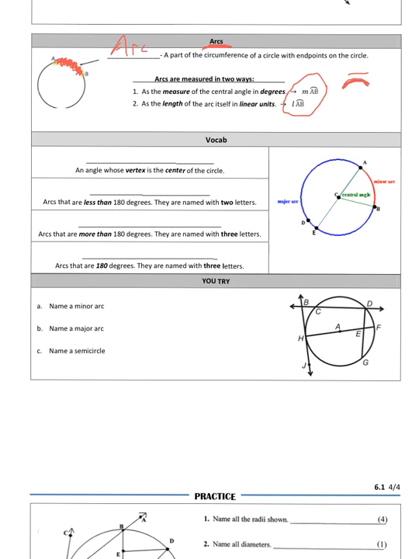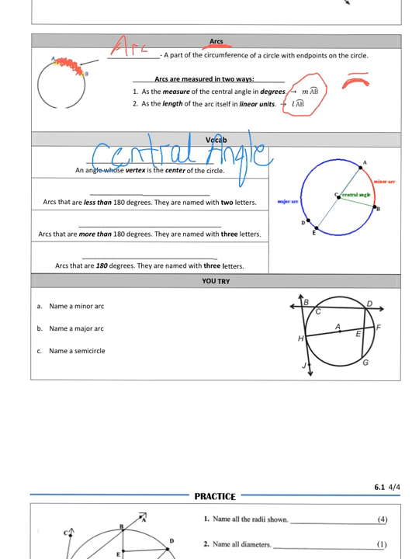Now, what goes along with that? An angle whose vertex is the center of the circle is a central angle. You can see it highlighted right here. So this would be my central angle right here, angle ACB.